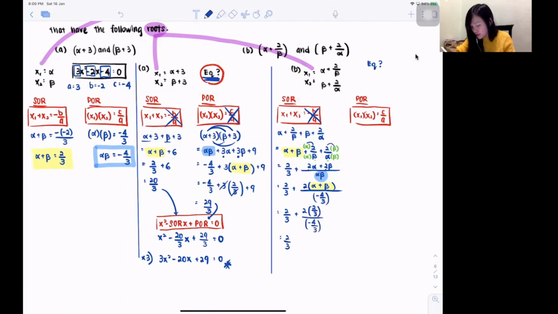I'm scared you are confused, so I press the back one first. 2 bracket 2 over 3, divided by negative 4 over 3. The behind part, do you get negative 1? 2 over 3 minus negative 1, so negative 1 over 3. Let's continue with POR. So X1, X2 again is this set.